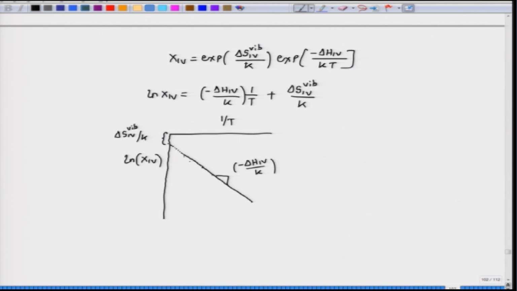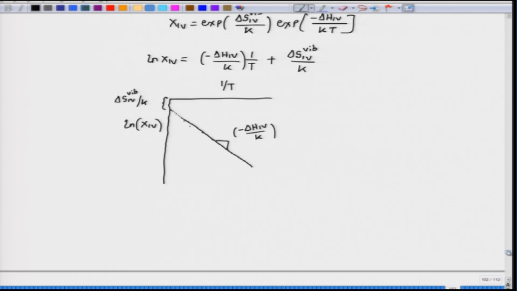Now, the intercept is at 1 by T equal to 0, which is not possible, right. So, we have to just do the extrapolation of the data that we have obtained to the 1 by T equal to 0 axis to get to delta S1V vibrational, that is the vibrational entropy change due to formation of a monovacancy.